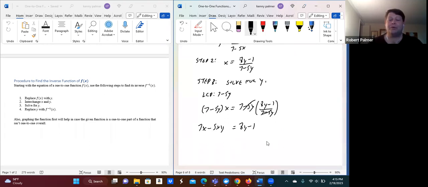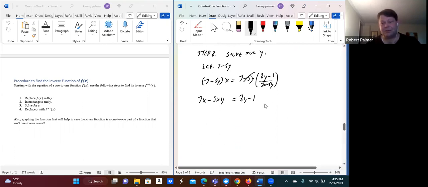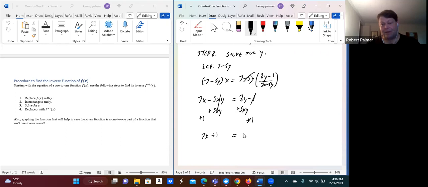Now what we want to do is get the y terms together. Doesn't matter which side. I think I'll get them together on the left side. Or, let's do it on the right side. Let's add 5xy to both sides. And if I get the y's over here, I want the constants over there, so add 1 to both sides. That cancels out. What I have now on this side is 7x plus 1. And over here, I have 8y plus 5xy.